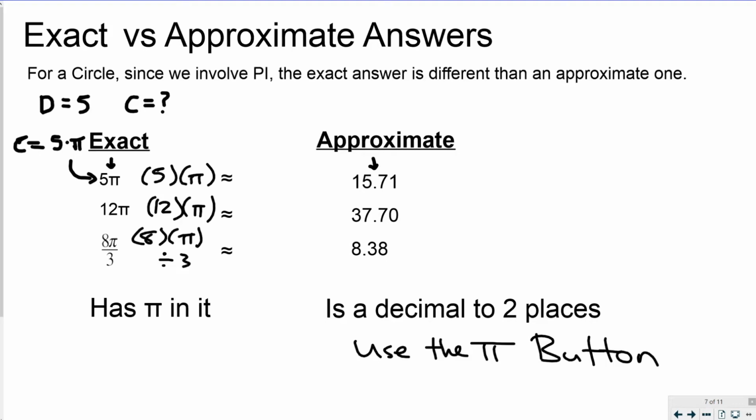Another example would be 12 pi. That is an exact answer. And then its equivalent approximate answer would be 37.70. And then the last one would be 8 pi divided by 3. And that's approximately 8.38. Again, remembering that the exact answer has a pi in it, and the approximate is what it looks like to 2 decimal places after I've typed it into my calculator.